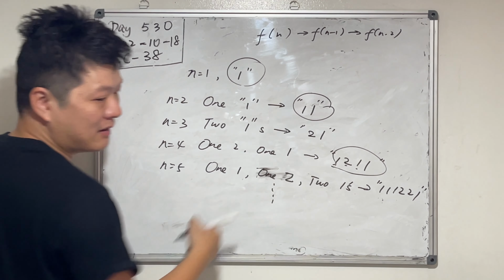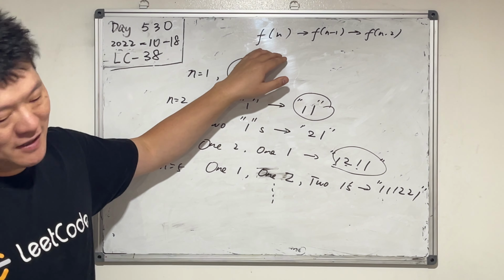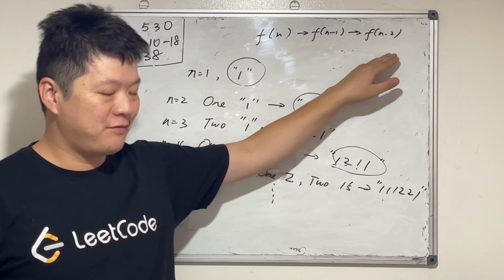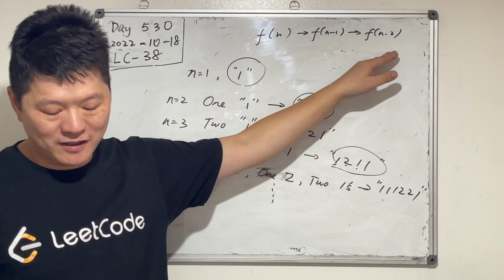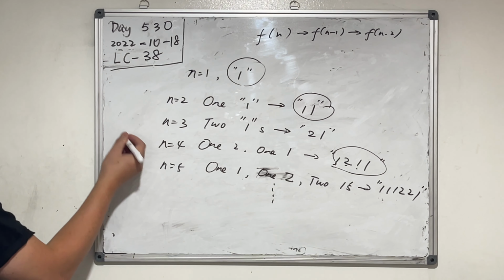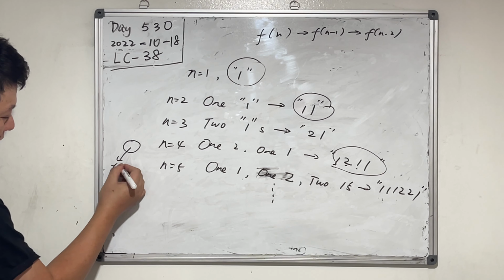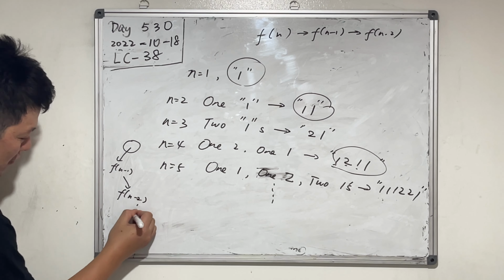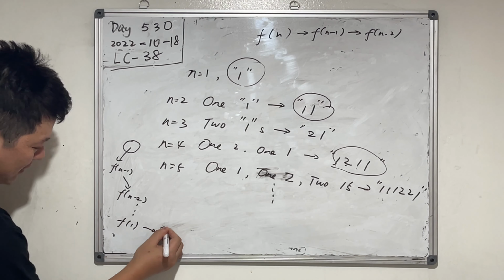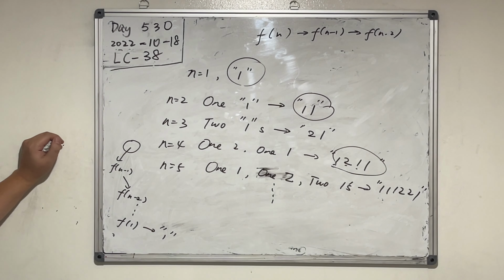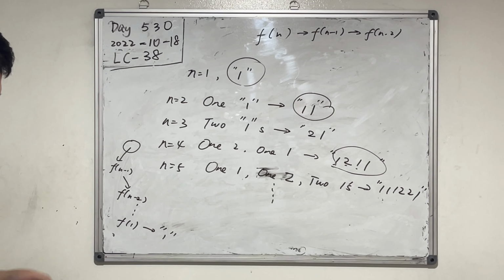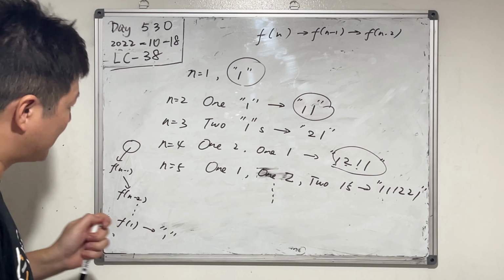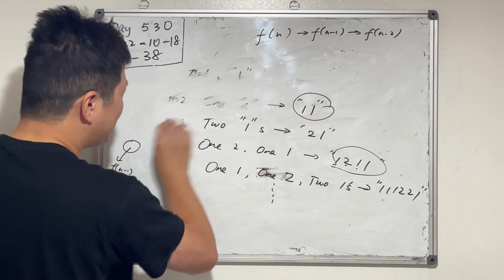We want to find out f(n), and then f(n) depends on f(n minus 1), f(n minus 1) depends on f(n minus 2). So what kind of argument can we apply here? Until we reach f(1), which we know is 1. Recursion. Calling itself, yes? Okay, recursion. So we can use recursion, right?